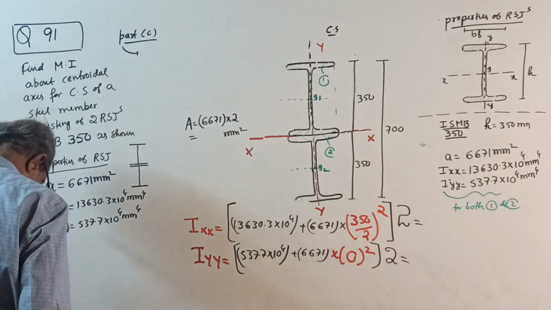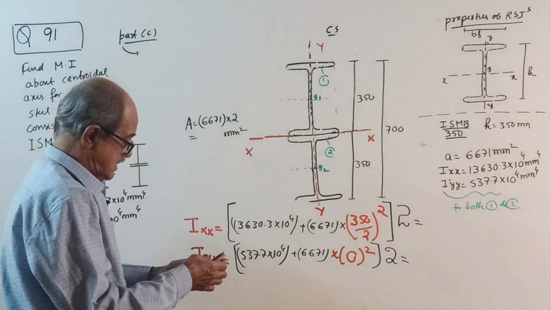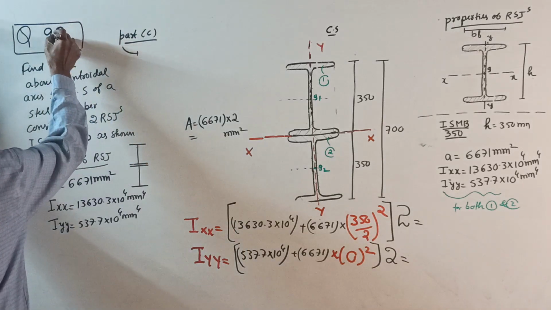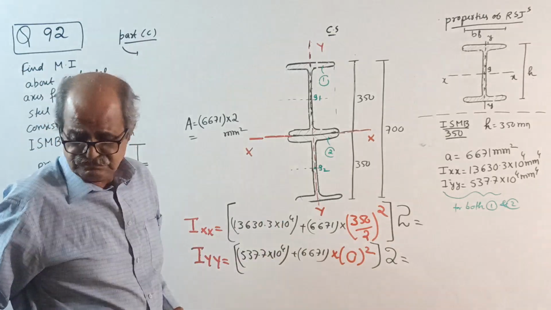Be careful, more work is there. 93 is somewhat a tricky question. I will tell you, it is asked in examination. 92. Okay. I'll write the question and write the properties and start.